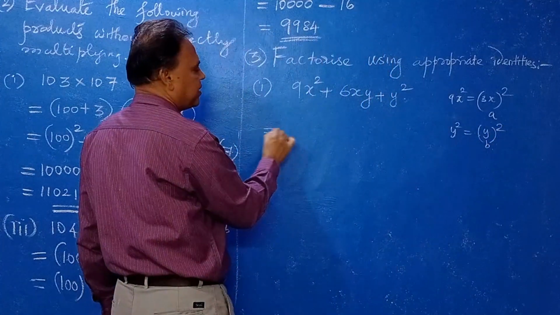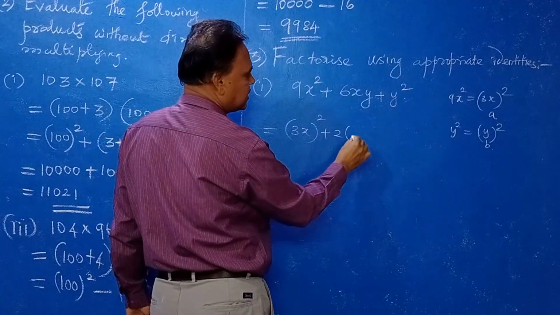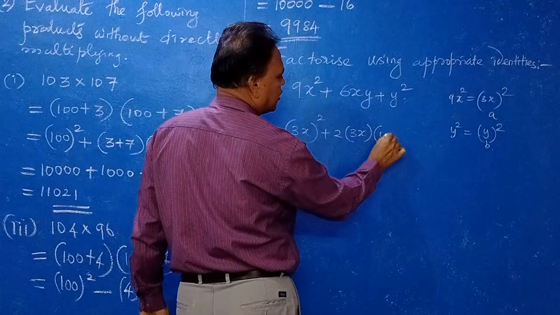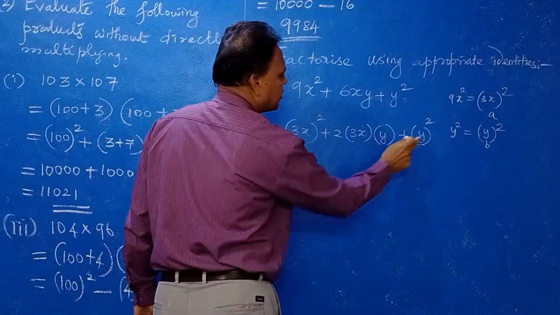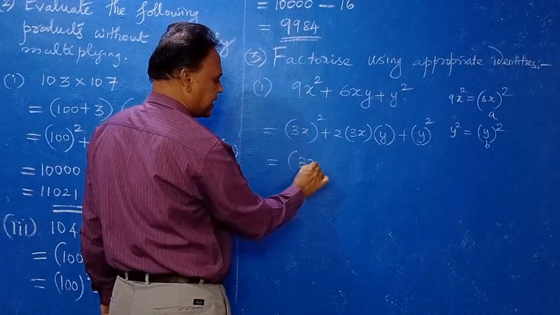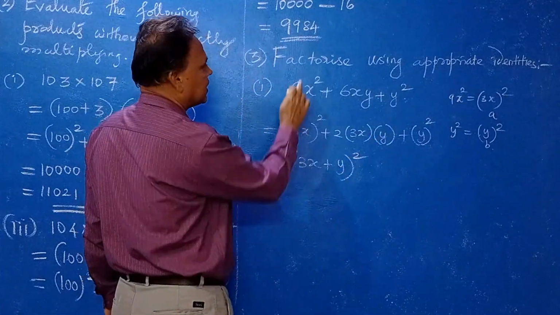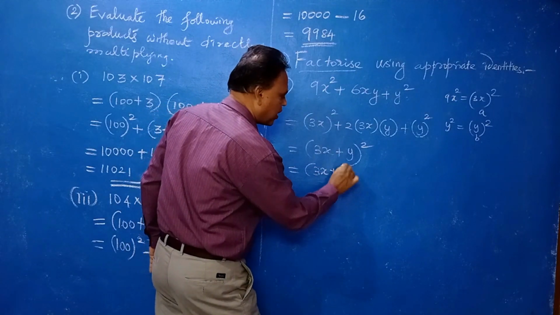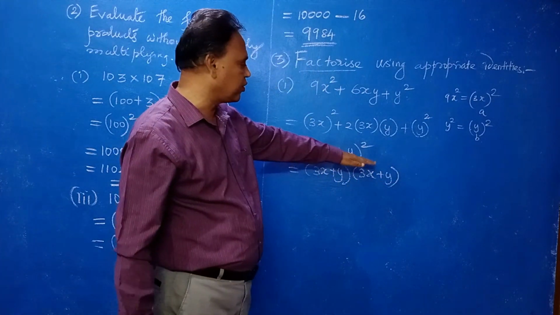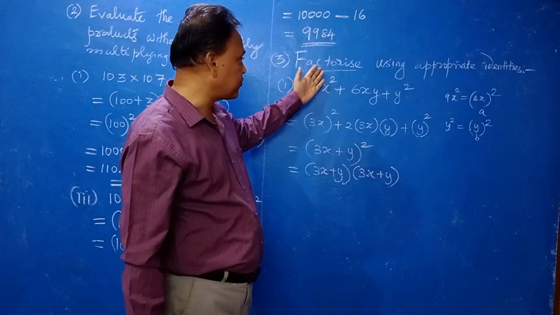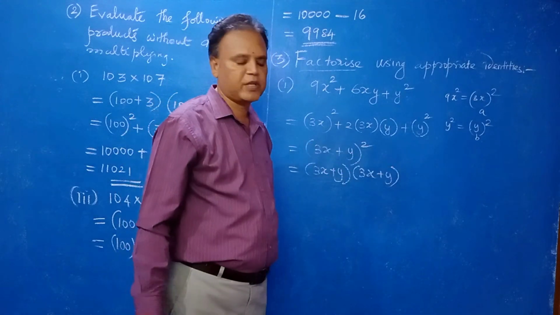Now you write, make the form. That is 3x the whole square, plus 2 into the a is 3x, into the b is y, plus y square. So this is the form a squared plus 2ab plus b squared, which is a plus b the whole square. 3x plus y into again 3x plus y. If you write up to here, you will not get full marks, because the question is factorize, so you have to make it into 3x plus y into 3x plus y. Clear?